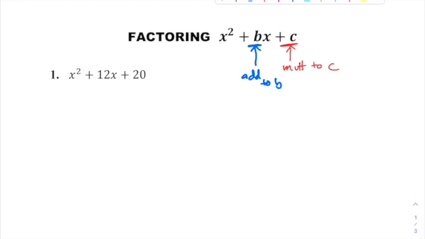Okay, so let's see what we mean by this. In this first example, we are trying to factor this, and factoring, of course, means try to figure out what multiplies to give you this expression.